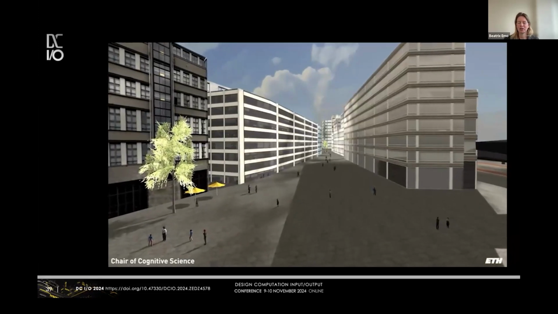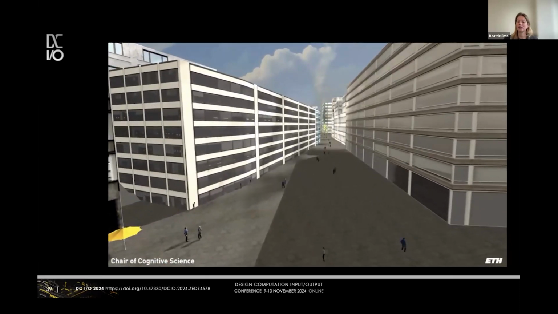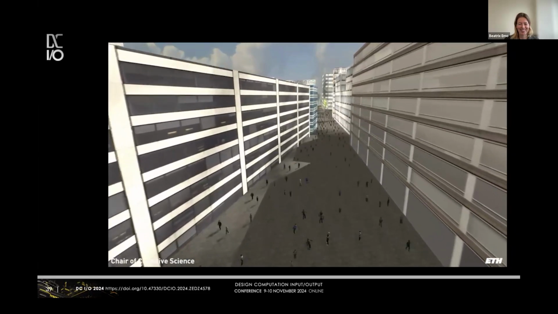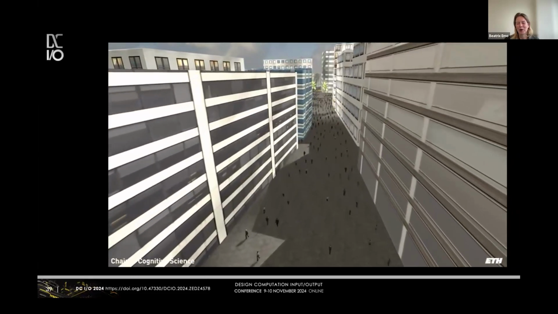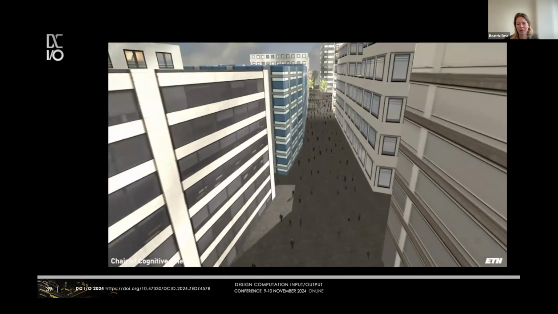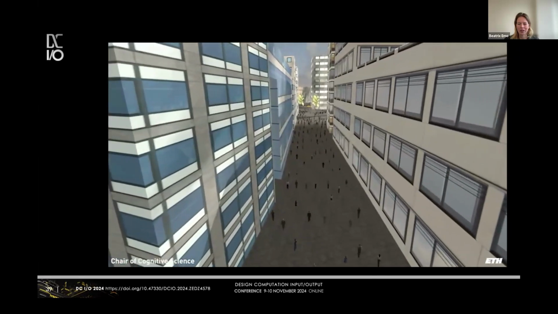And this video is just illustrating what the model looked like. It's not the actual footage that participants saw. And we're really proud of the model. It took forever to build. We populated the model with agents simulating crowds. Sometimes they do funny things.